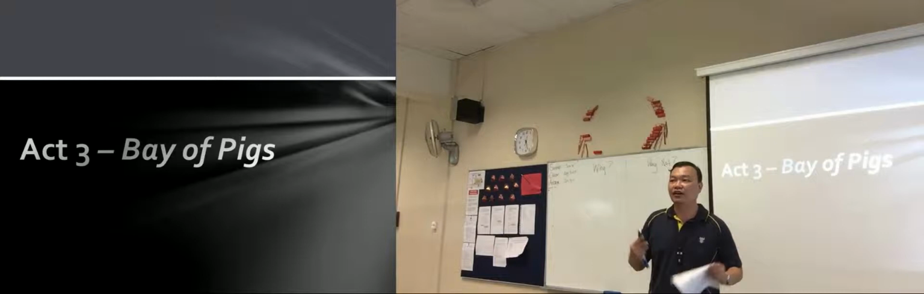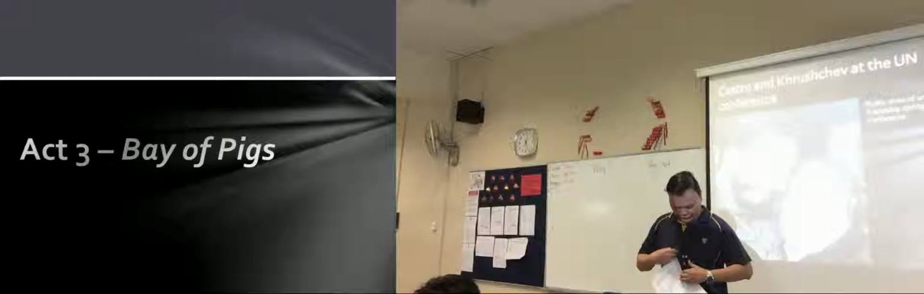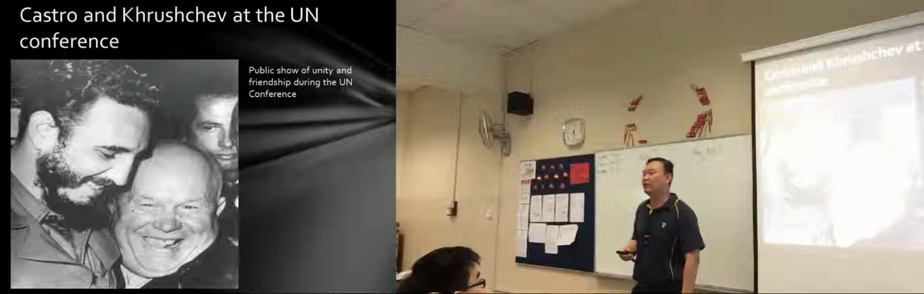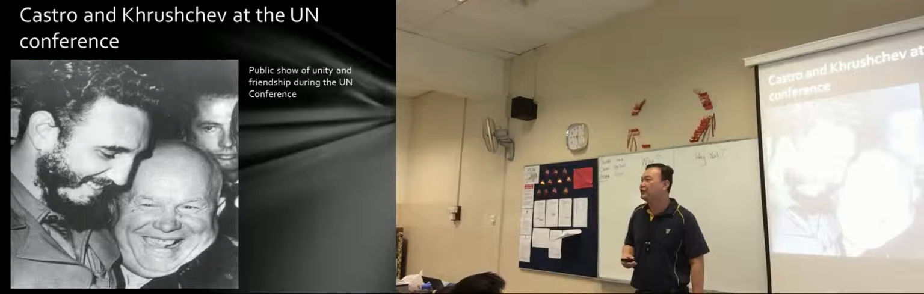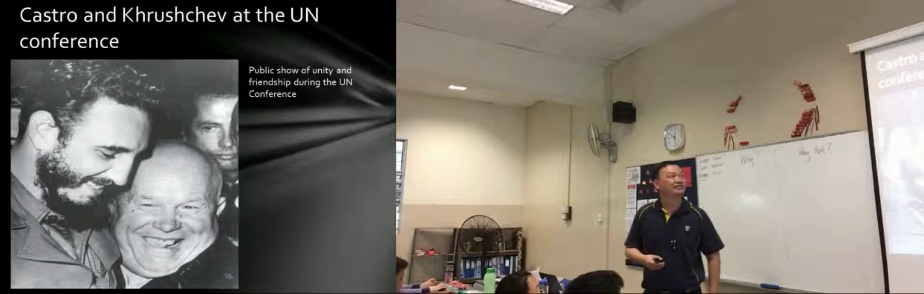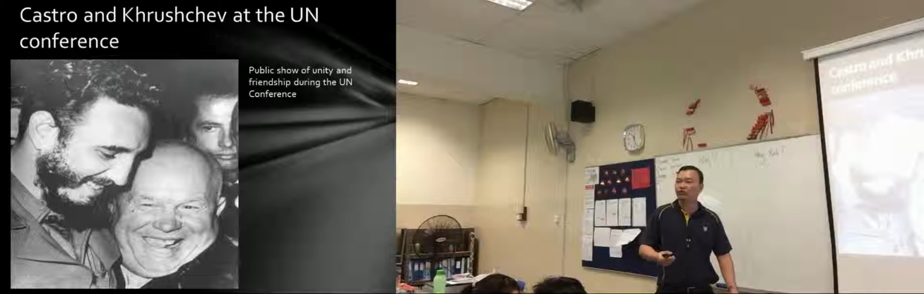Okay, all eyes on me. First question. Can you take a look at this picture over here? Now, this picture was Castro and Khrushchev at the UN conference. Very cute, right? Very lovely, right? The two of them. Why are they showing public affection and friendship? What are they trying to do?